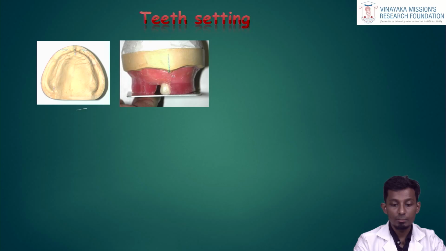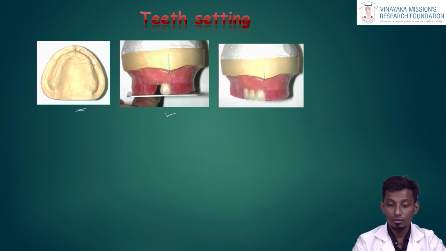Now as you can see, this is a maxillary cast on which we place the maxillary rim, and we start placing the anterior teeth initially. We start with the maxillary central incisors. A template or a glass plate is placed in order to check the glass plate relation.